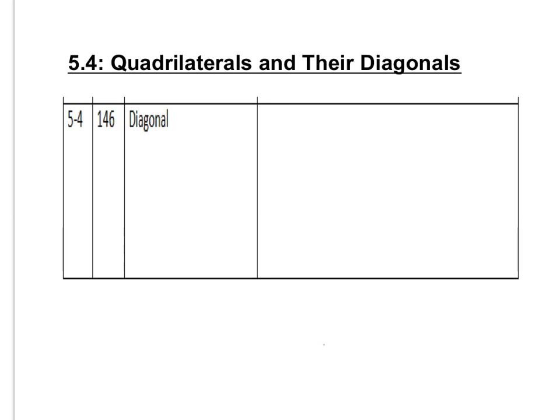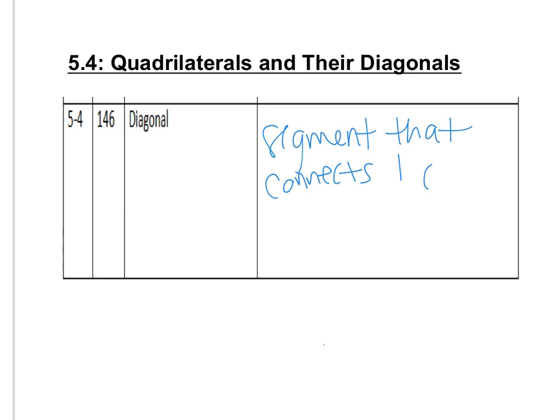Today we're going to talk about quadrilaterals and their diagonals. So a diagonal is a segment that extends from one corner to the opposite corner. So a segment that connects one corner to the opposite corner.